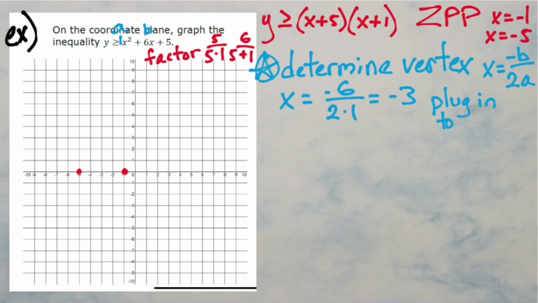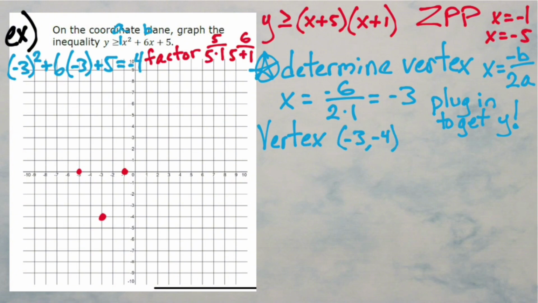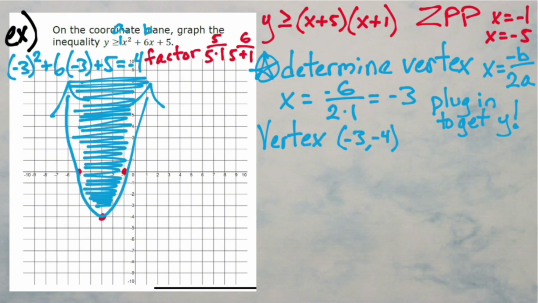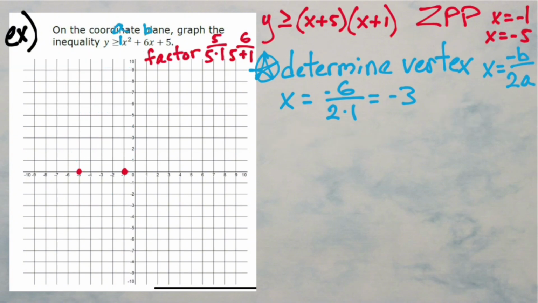But we also need the y value. So you're going to have to take that negative 3 and plug it back into the function. And when you plug it back into the function, you're going to get negative 4. You can see the work right there. Look at it, check it out, double check it, whatever. I know it's right.